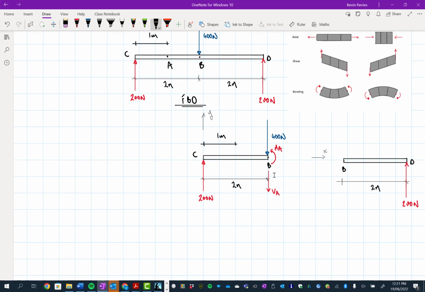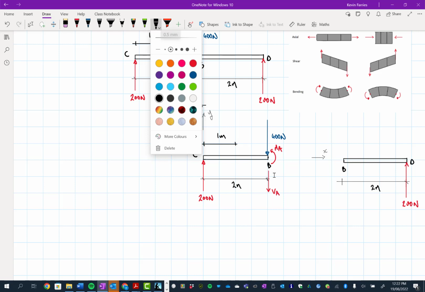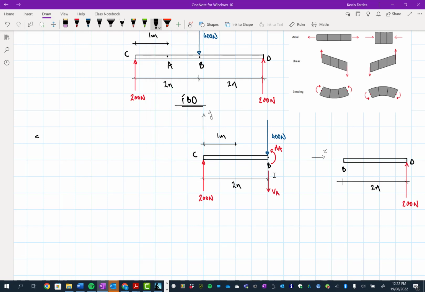What comes next? You just use your normal equations. We know the sum of Fx equals 0, so we know that axial force is 0. I'm not going to write that out. But the next equation is that the sum of the y components must also be equal to 0. In our case, back to the normal convention, up is positive, so that's going to be positive 200. And then we've got VA. Now, B was just to the right of this force, so this force is included.